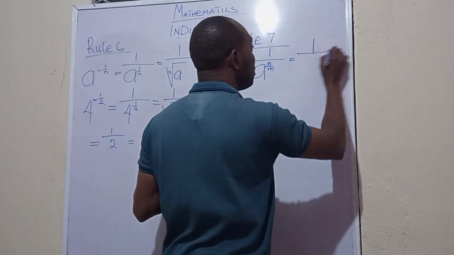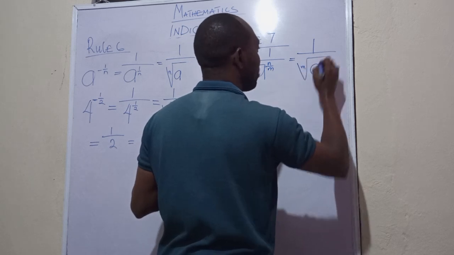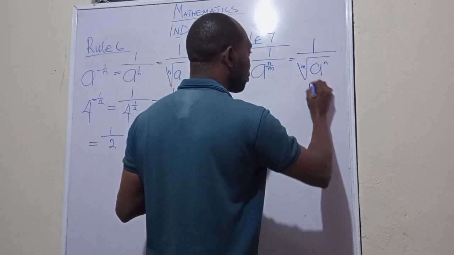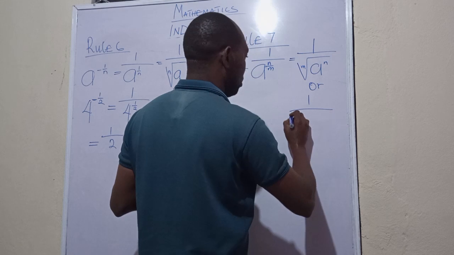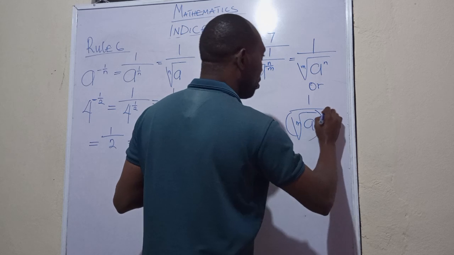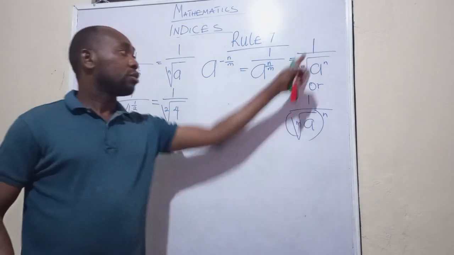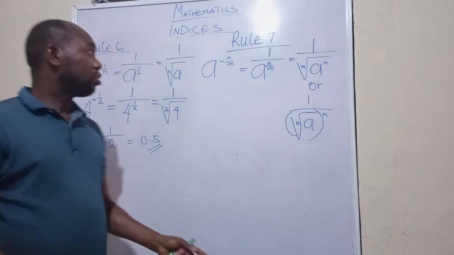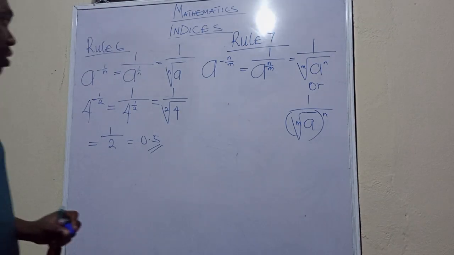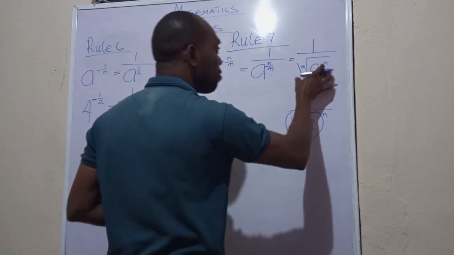That 1 over will still remain as a reciprocal of the m root of a raised to the power of n. So this will be the expression, or 1 all over the m root of a raised to the power of n. Either of these two really works. So this is the exact expression I really want to show to you. You see, the first one was rule 3 being expressed, and the second one is rule 5 being expressed.